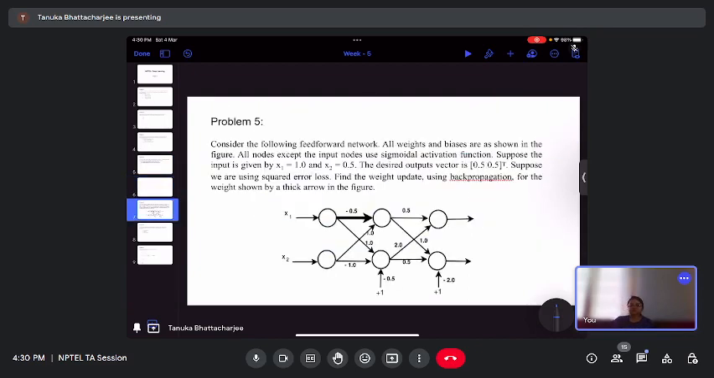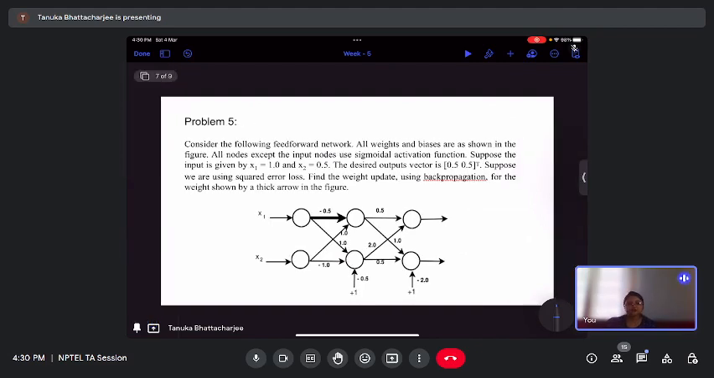Now once you have done the forward pass, you have got some output at the end. Now you have to update your weights and biases in the network based on the error between your predicted output that you got through your forward pass and the target vector that you already know. That is done using the backpropagation idea. So this problem is based on that.